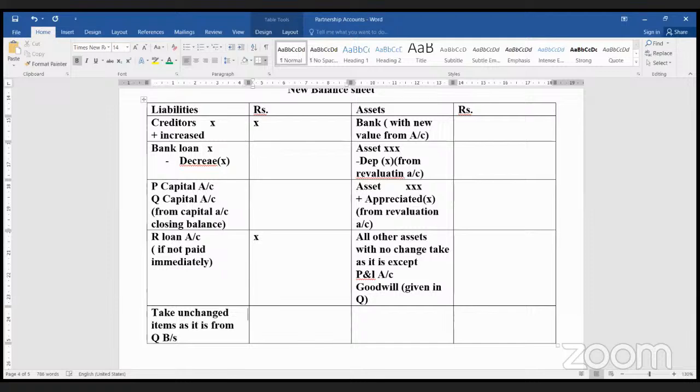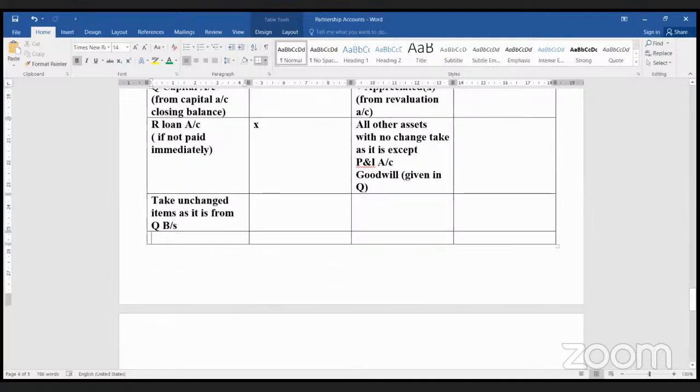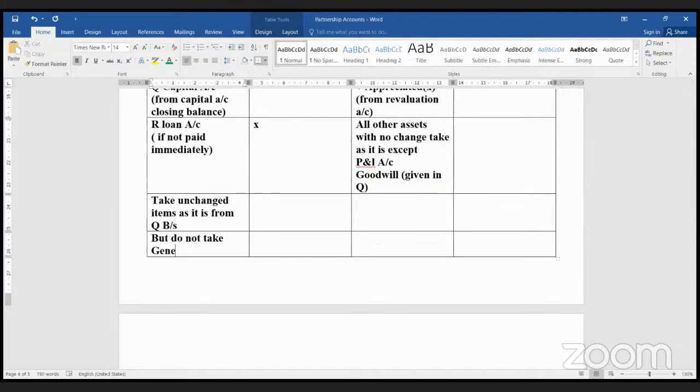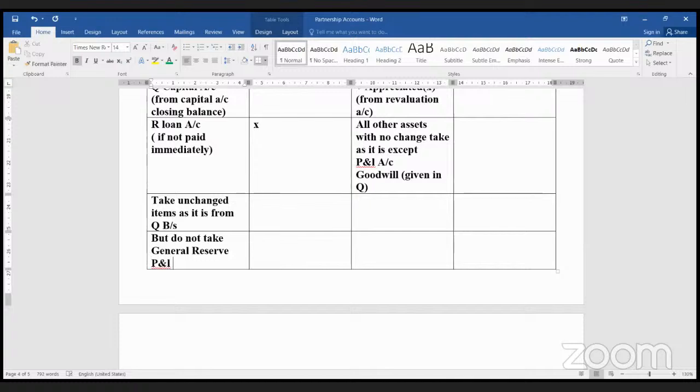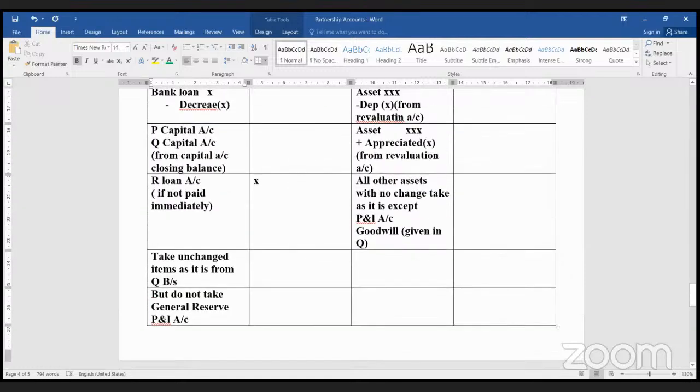Okay, but do not take general reserve because we already took P&L account. Okay, general reserve and P&L account. So your new balance sheet will tally. Understood?